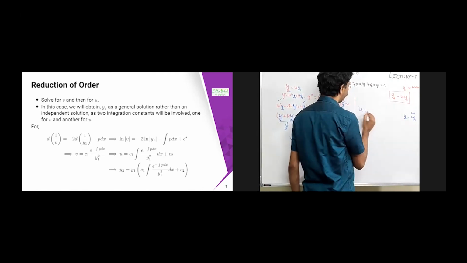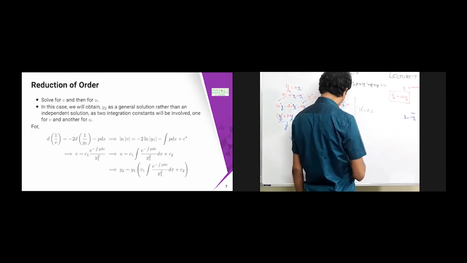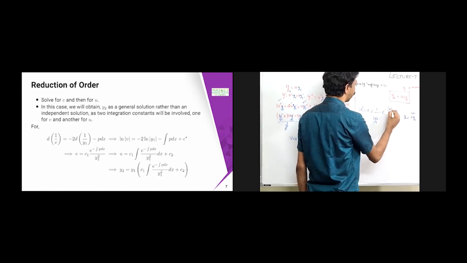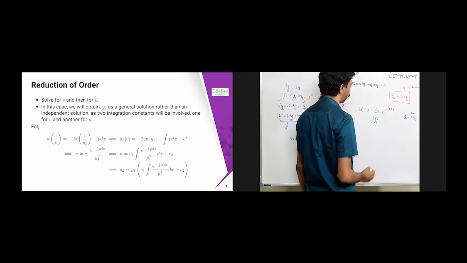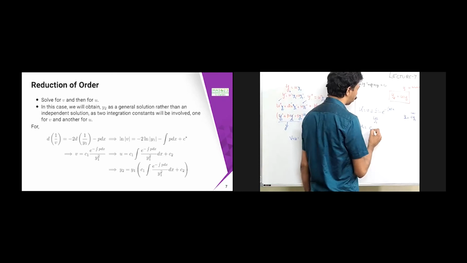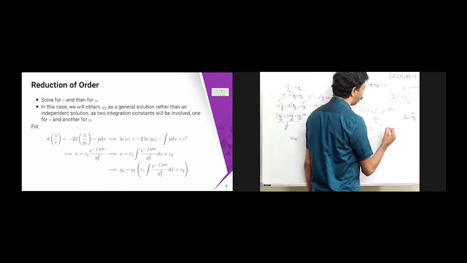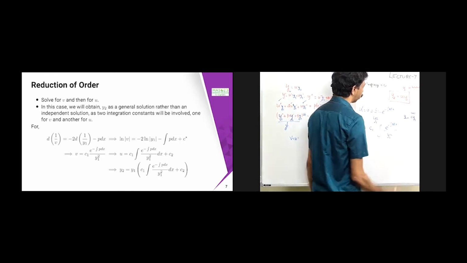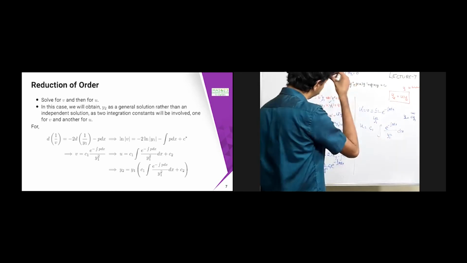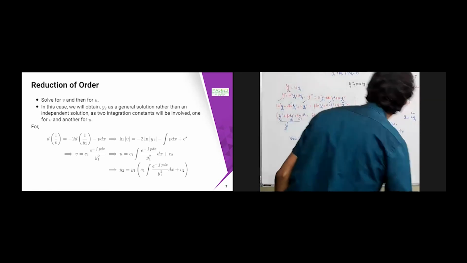u dash is going to be v. That is nothing but 1 by y1 square e power minus integral p dx, with some constant kept. So u is going to become, I am going to integrate that again: c1 into e power minus integral p dx divided by y1 square, integrated dx. Okay, so this is nothing but my u.